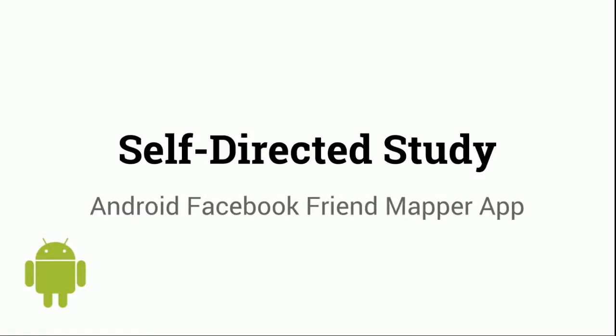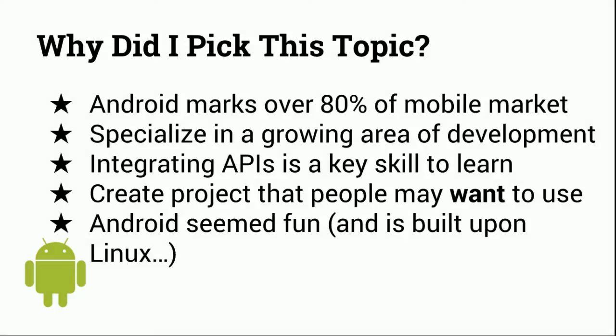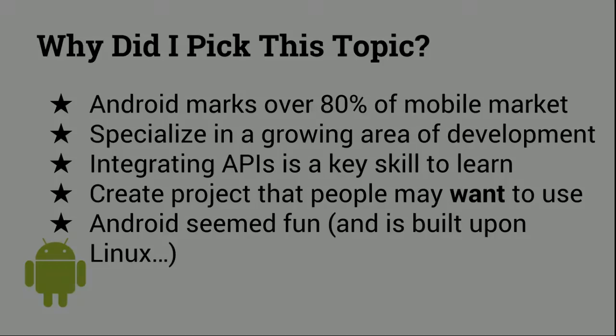So here are some of the things that I learned during my time developing this Android application. The reason why I picked Android development is because Android is the majority market in the mobile sector, and also being able to integrate the Facebook stuff with the Google stuff and the Android stuff, being able to take all these different technologies and put them together is a very good skill to have, very good skill to learn.